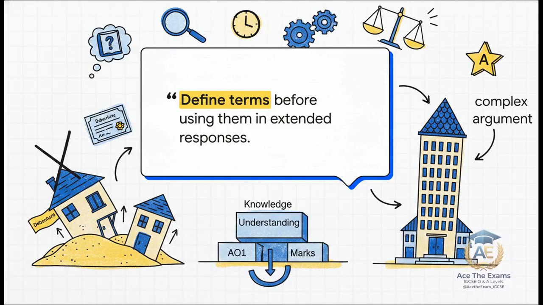Think of it like this. The theoretical architecture of limited company financial statements rests entirely on precise definitions and very clear causal relationships. If you start analyzing the impact of a debenture without first clearly establishing that a debenture is a long-term, non-current liability carrying a fixed rate of interest, you are literally building a house on sand. It's going to collapse. Examiners are constantly warning us that jumping straight into a complex evaluation without securing your foundational knowledge and understanding marks, what we call your AO1 marks, is a fatal flaw. You absolutely have to lay the groundwork before you can build the argument.